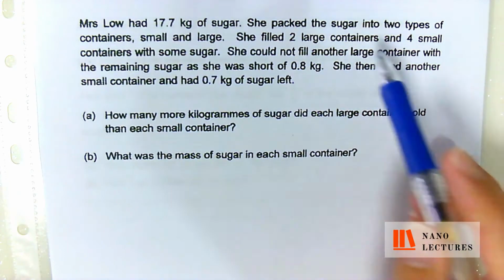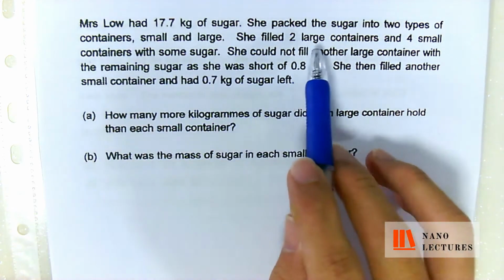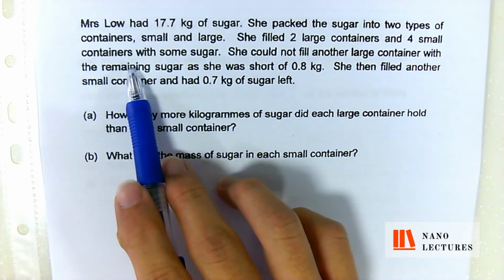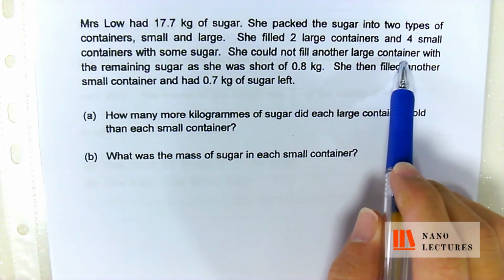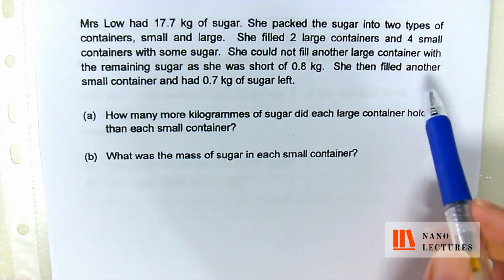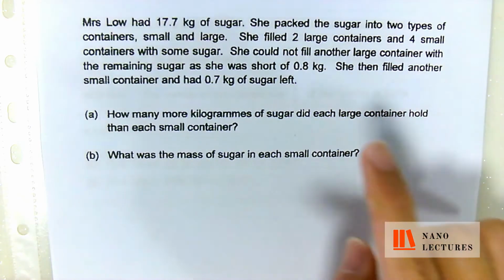17.7 kg of sugar. So she packed the sugar into 2 types of containers, small and large. So she managed to fill 2 large containers and 4 small containers. But for the remaining amount of sugar, she could not fill another large container because she was short of 0.8. But she managed to fill the small container, and then she had 0.7 kg sugar left.